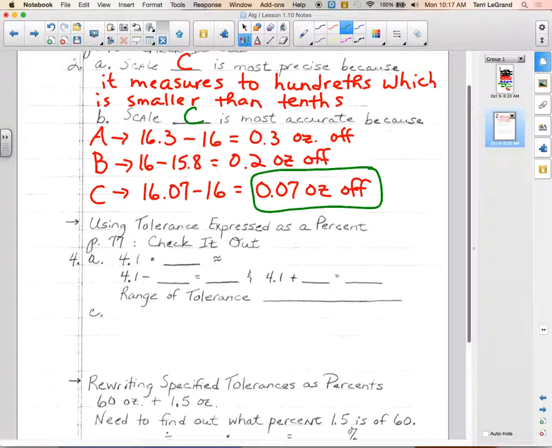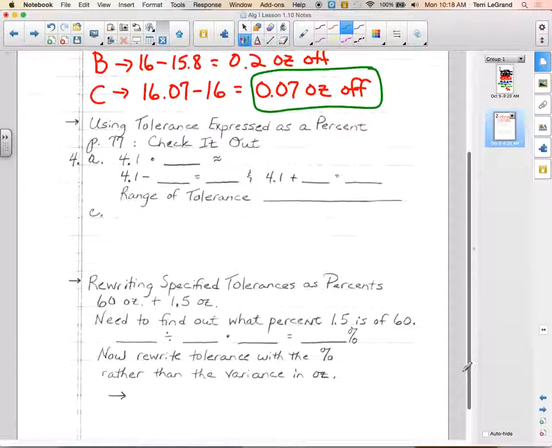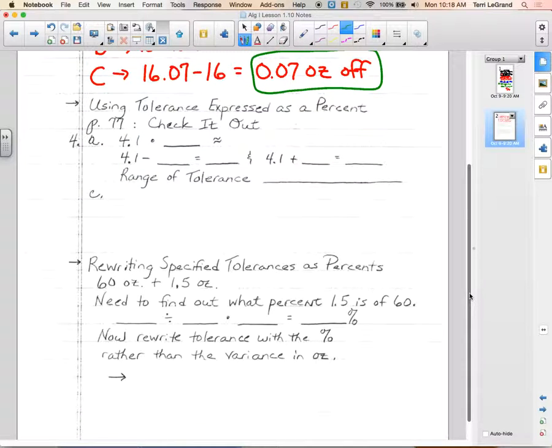So, anything we should talk about more with that? Do you know the difference now between accuracy and precision? Okay, because now we're going to talk about tolerance. And you guys all know what my tolerance level is. About 0, right? Not very high, no.